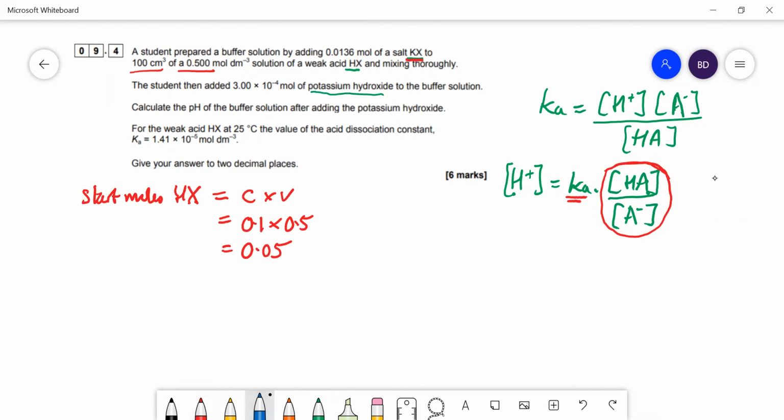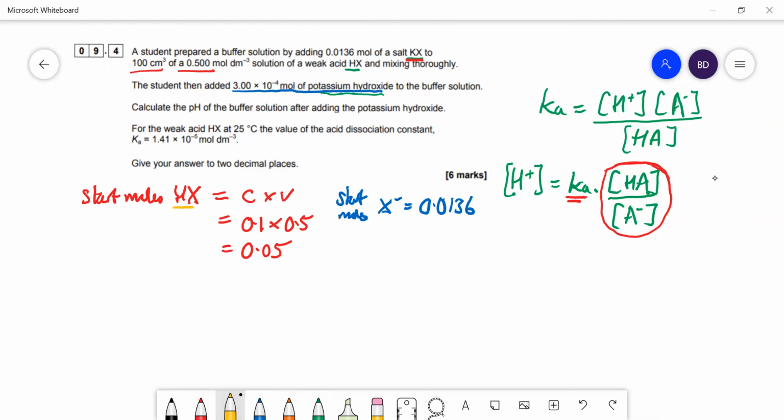Makes life easier. So start moles of X minus is 0.0136. The potassium's not doing anything there. But then we also add a small amount of potassium hydroxide. Now, which one of these is potassium hydroxide going to react with?